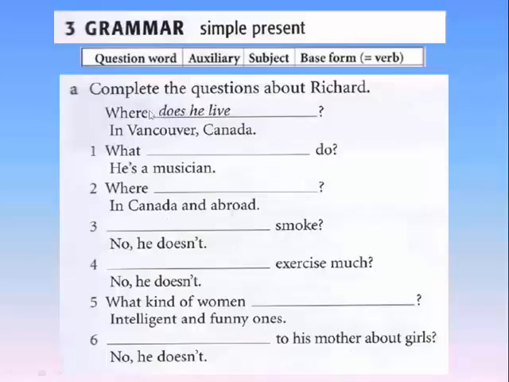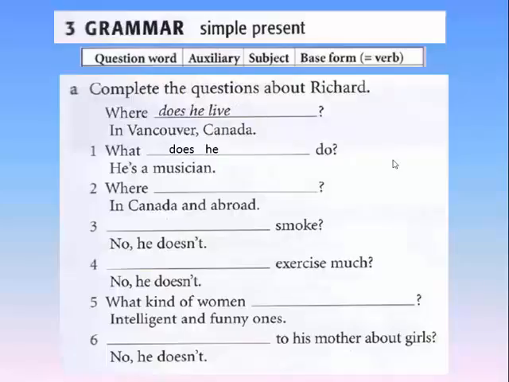Where? In Vancouver, Canada. The question is, where does he live? And this follows the rules of word order in questions. Where, question word, does, auxiliary, he, subject, live, the base form. Let's do the others. What do? He's a musician. How do we ask in English the activity of a person? We ask by asking, what does he do?